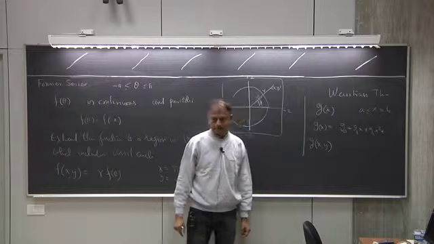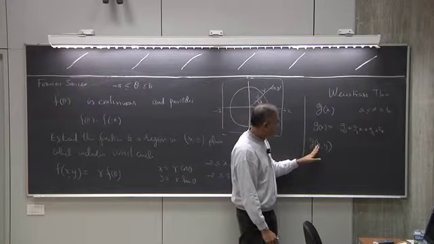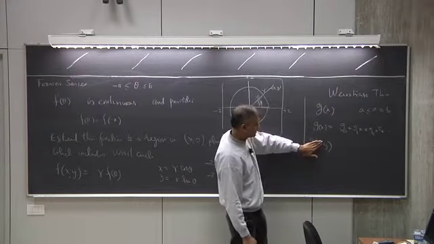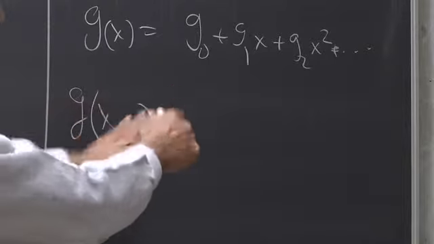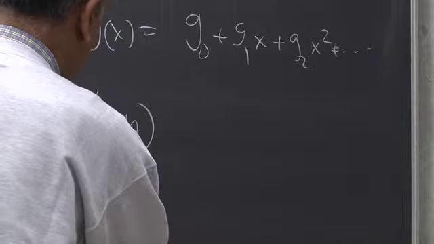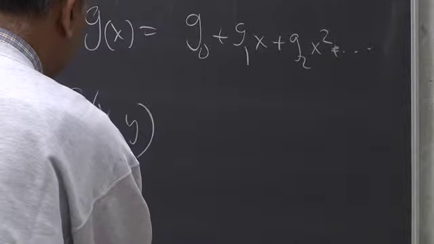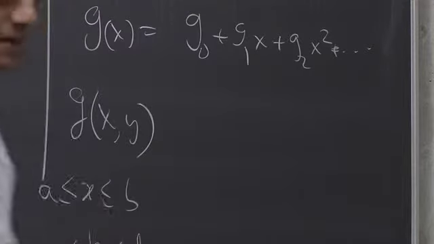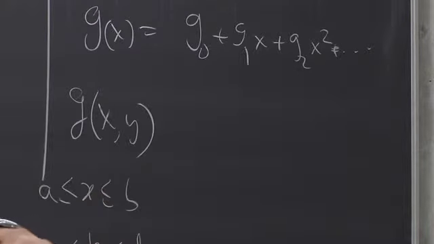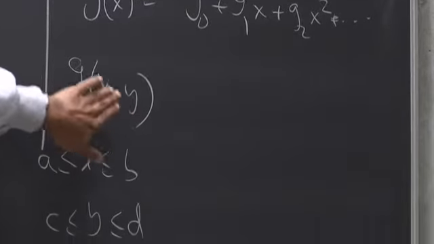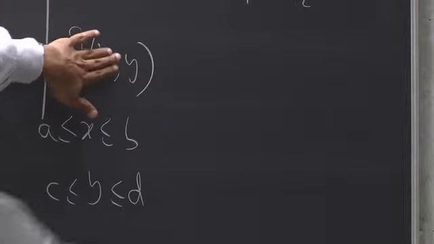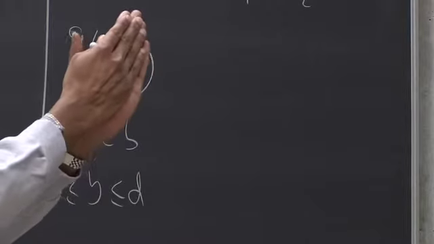Well, I can think of this as keeping x fixed, and I just think of it as a function of y. So here again, x is between a and b, and say y is between some c and d, finite intervals. Both x and y are in finite intervals. So think of this as a function for a fixed x. You think of it as a function of y. So keep x fixed.